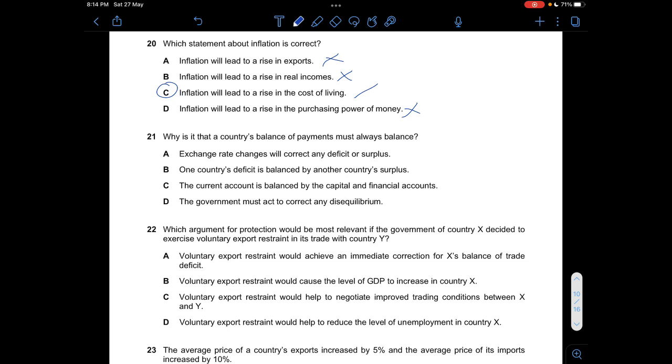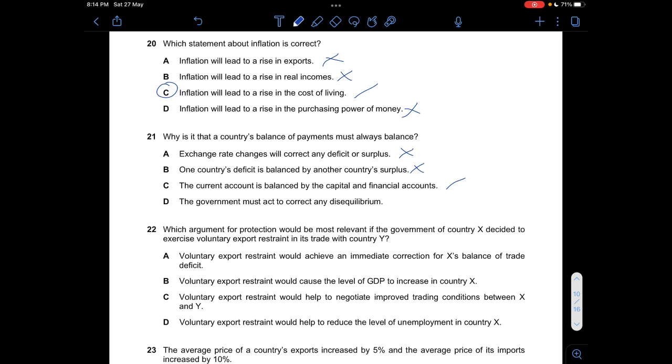A says exchange rate changes will correct any deficit or surplus, which is not correct. The exchange rate could be floating, it could be a managed float, or it could be fixed. So it doesn't mean that the exchange rate will correct any deficit or surplus. It's not theoretically possible. B says one country's deficit is balanced by another country's surplus, which is not correct. The balance of payments is for that particular country only. And C says the current account is balanced by the capital and financial accounts, which is correct.